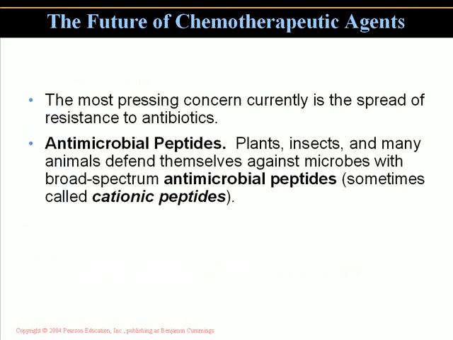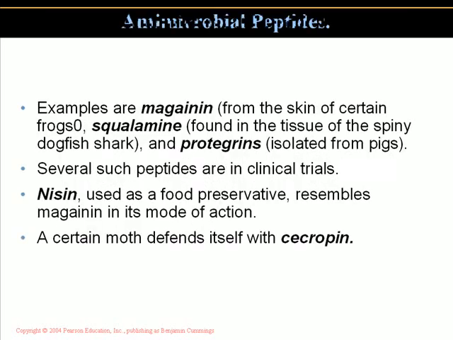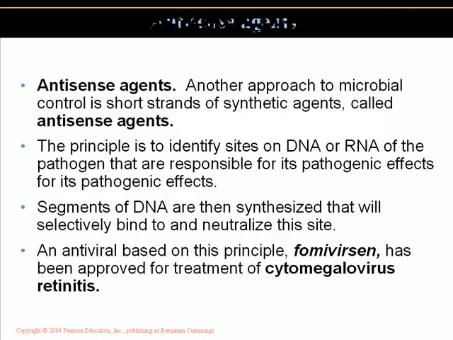Antimicrobial peptides, such as in plants, insects, and many animals, defend themselves against microbes using broad-spectrum antimicrobial peptides, sometimes called cationic peptides. There are some examples of these, the magainins, the squalamines. I'm not going into any detail about these, but these are just different antimicrobial peptides that are out there on the market. A lot of research is being done now. There are certain types of drugs that are used as food preservatives that resemble the mode of action of some of these, but again, these are still being studied as agents to use.